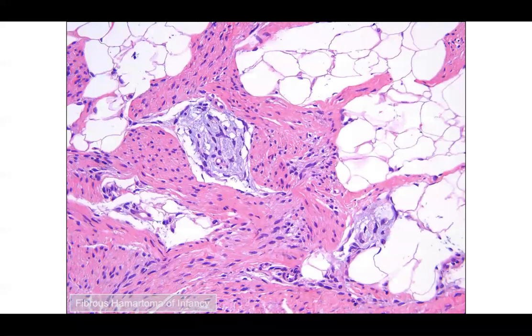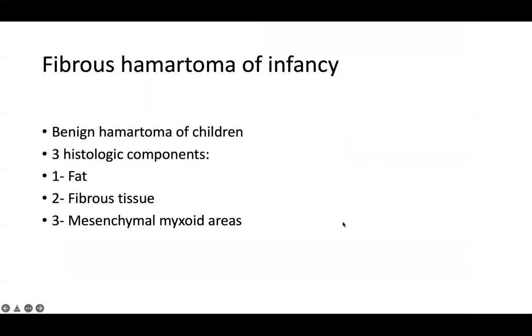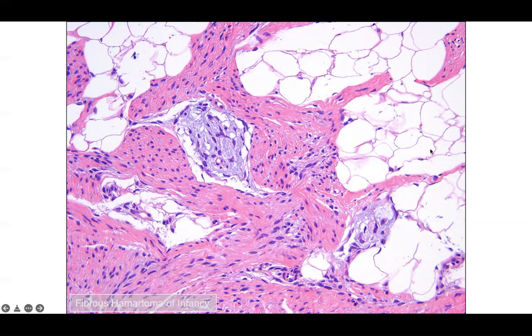So here you see the mesenchymal myxoid areas, the fibrous areas, and the subcutaneous fat as well. You can see that bluish color for your mesenchymal myxoid area. And you see the fibrous tissue looks more like just a fibrohistiocytic proliferation with collagen. And then your fat or your subcutaneous type tissue is surrounding this. So if you got a biopsy, a still shot image of this, you can say fibrous hamartoma of infancy.